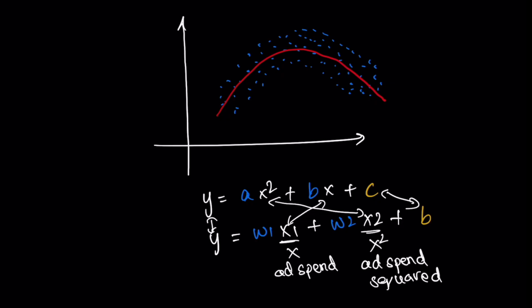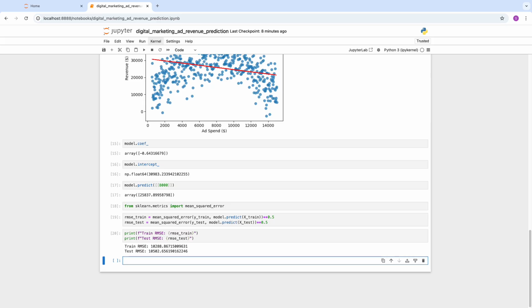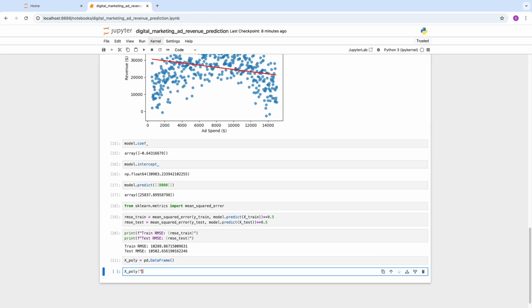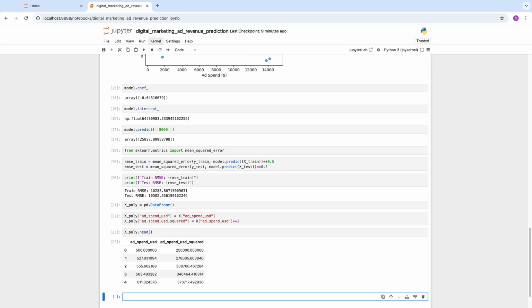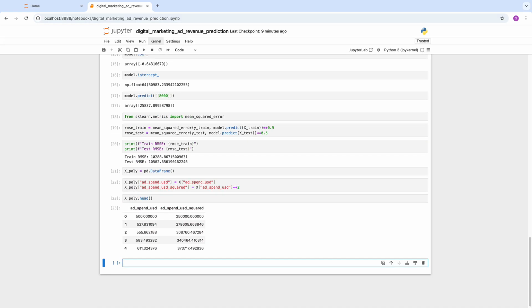Now that we have introduced the idea of a second feature, which is ad spend squared, let's actually build it in code. I'll start by creating a new data frame. First column is the original ad spend, and the second column is the ad spend squared. You can see the result here. For each week, we now have two features. One is the original ad spend, and the other is a squared term.